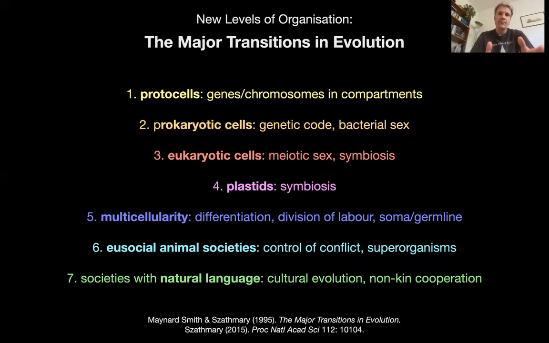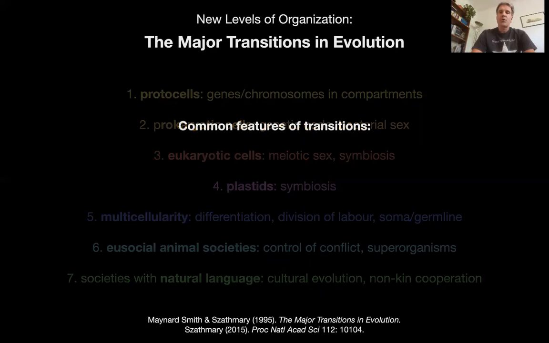And those are, of course, the major transitions that were first described by John Maynard Smith and Eörs Szathmáry in 1995. Here I'm showing you the revised version by Eörs Szathmáry 2015, where you have 7 major transitions during the course of evolution, from protocells, prokaryotic cells, eukaryotic cells, up to societies with natural language. We're not going to go over those in detail anymore.